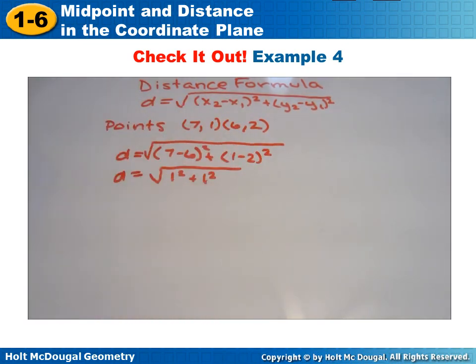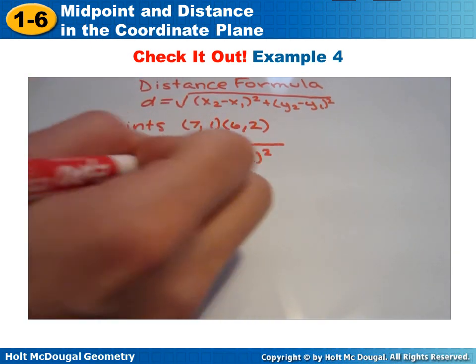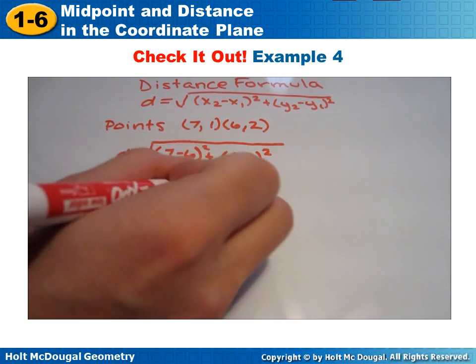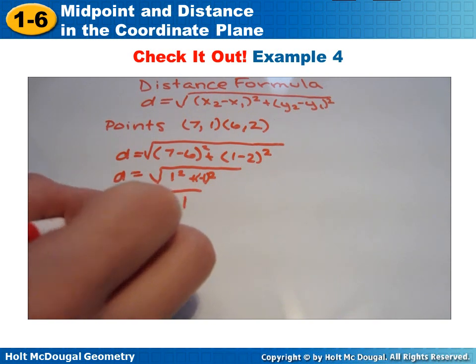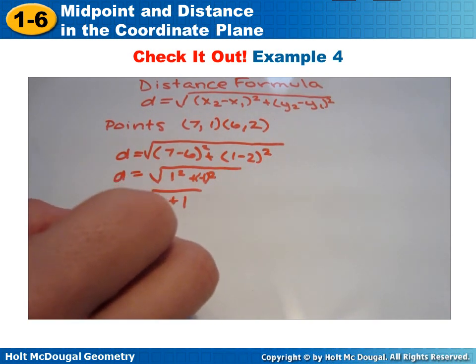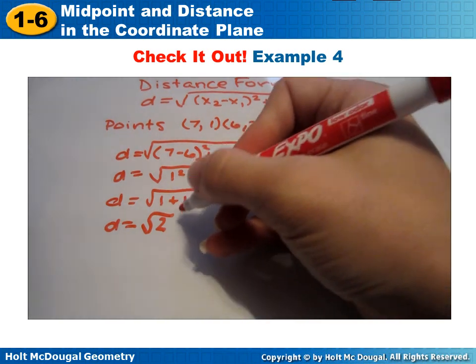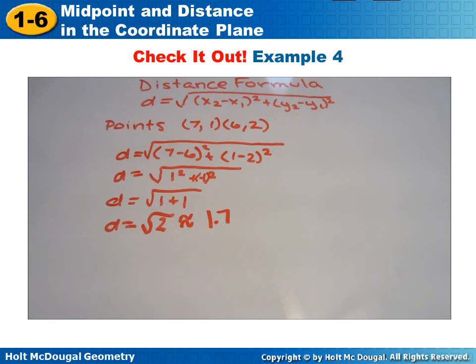Remember, the negative does not matter because if we square it, the square root of negative 1 squared is still going to be a positive 1. So distance equals 1 plus 1. So the distance here is equal to the square root of 2. If you use a calculator, that is approximately 1.7. But leaving it as square root of 2 is okay.